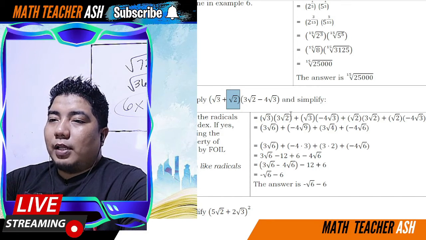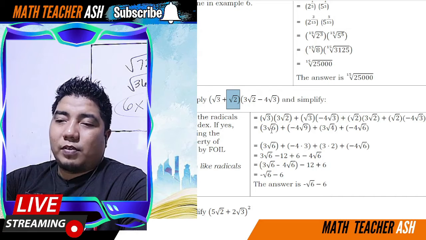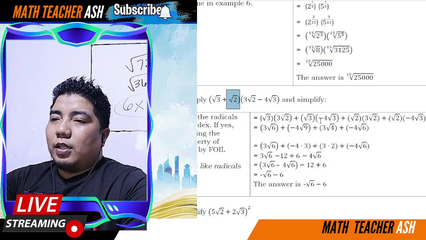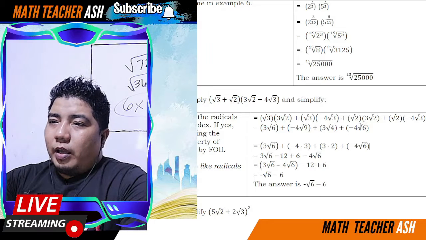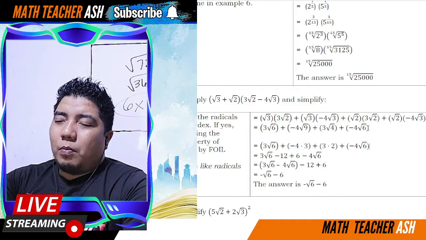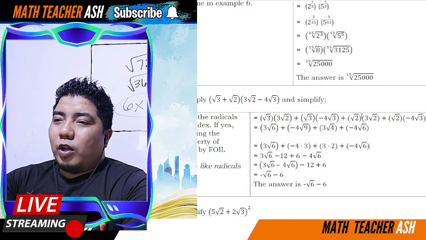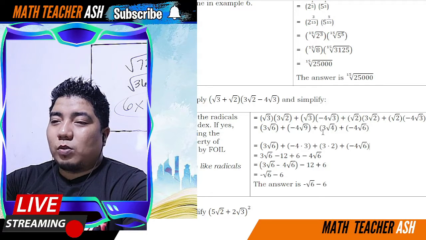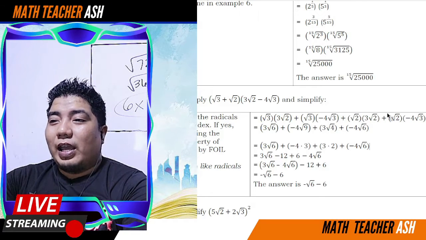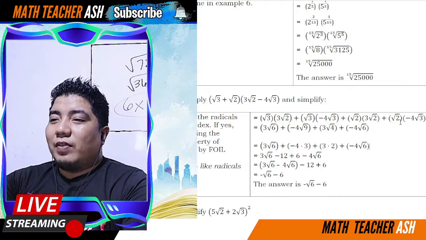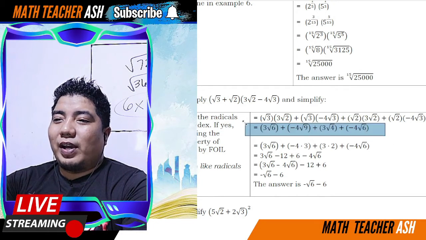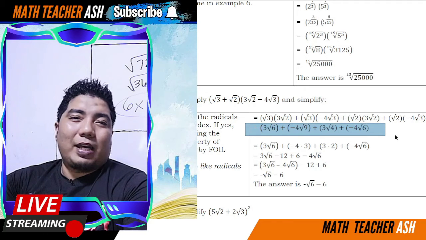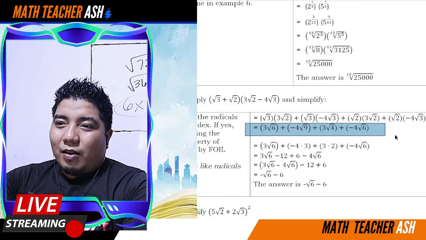So, when you multiply this one, this will become 3 square root of 6. If you multiply this one, this will become negative 4 square root of 9. And if you are here in the third term, we have square root of 2 times 3 square root of 2. That is 3 square root of 4. And for the final term, we have negative 4 square root of 6. Okay, so ito na yun, ang simplified. Ngayon ay pagsasamahin mo na ang pareho ng radicals.